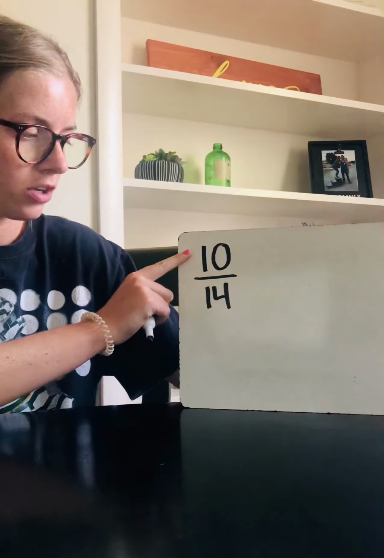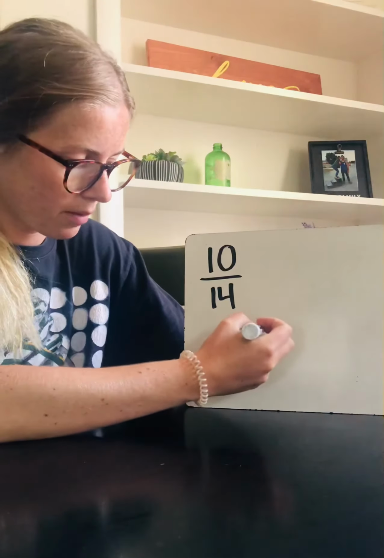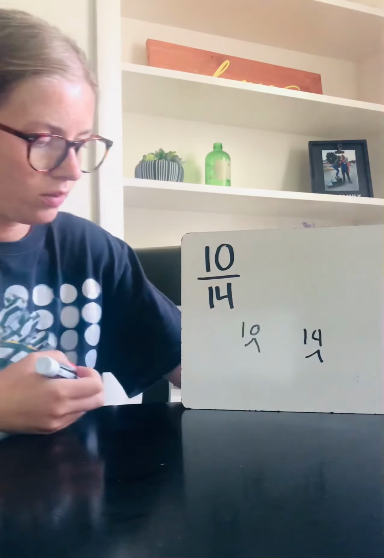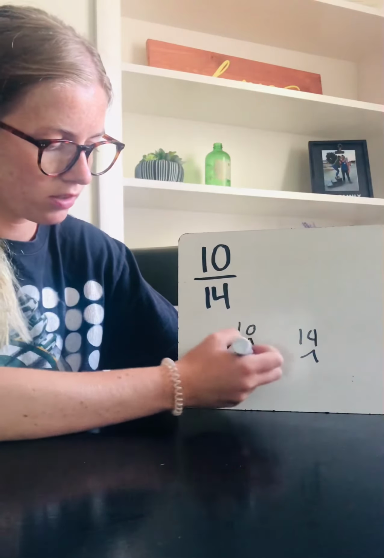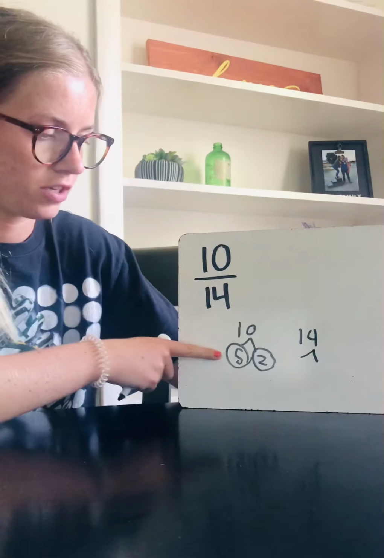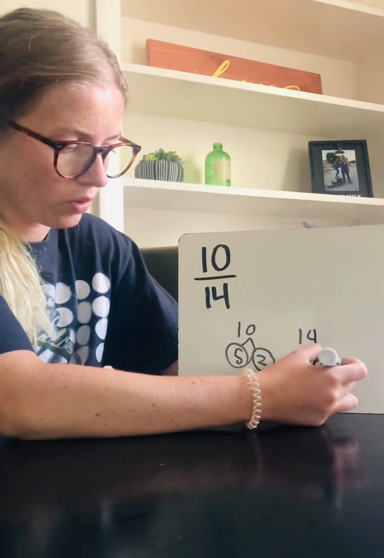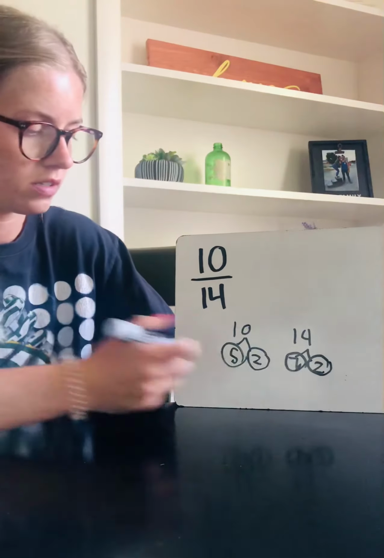So what I'm going to do is create a factor tree for 10 and 14 to find the greatest common factor for 10 and 14. So I can multiply 5 times 2 to get 10, and those are both prime numbers, so I can circle them, and my factor tree for 10 is done. I can multiply 7 times 2 to get 14, and both of those are prime numbers, so I'm going to circle both numbers, and my factor tree is done.